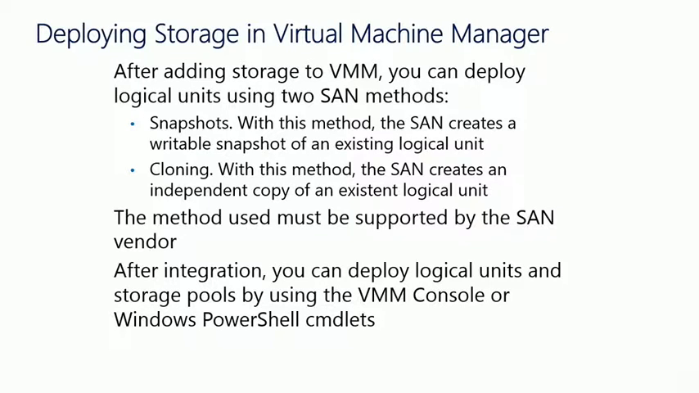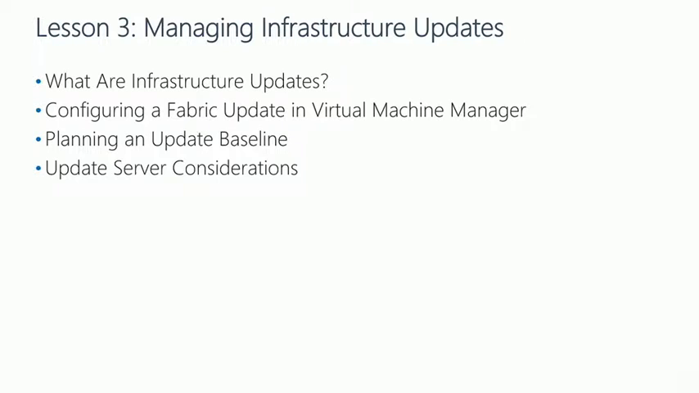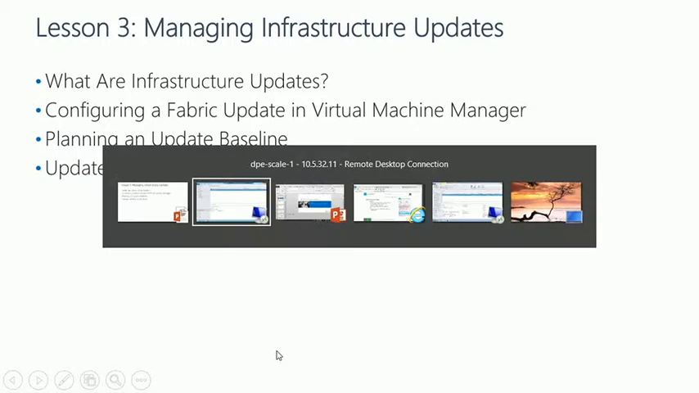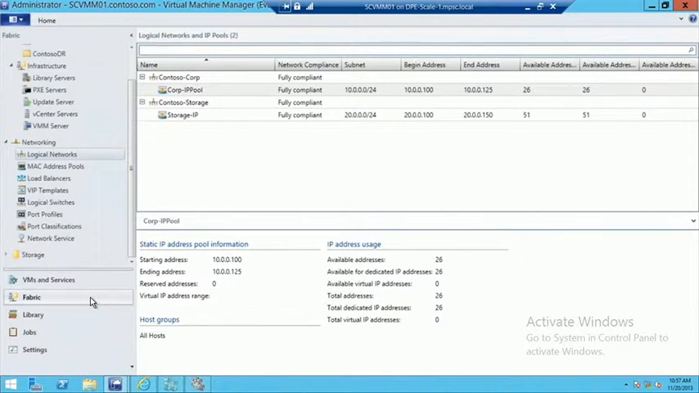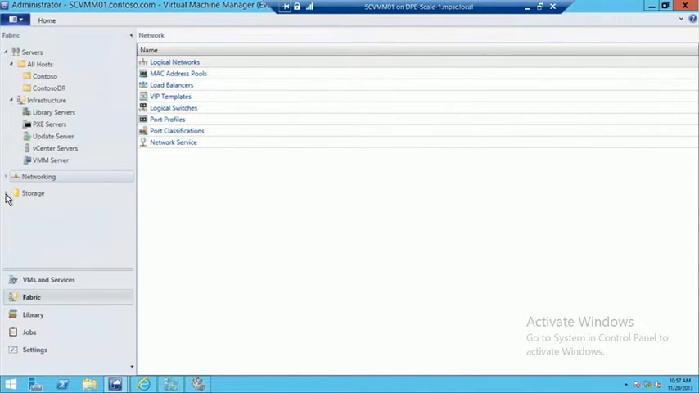We can use snapshot-based methods where we're essentially creating a snapshot within the LUN, or we could clone existing LUNs. Now, if you're going to use either of these technologies, it still needs to be supported by the SAN vendor. And so let's go over to our demo and actually see all of this in action. So we're going to go back to our Fabric workspace since we're managing our storage. We'll minimize networking, and we'll expand our storage node.